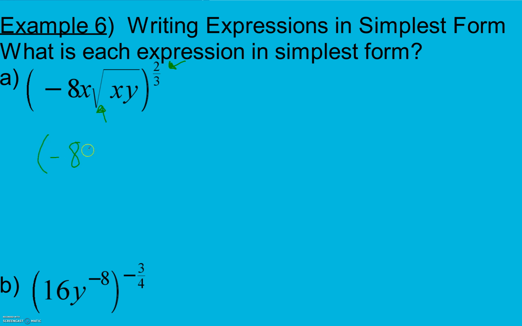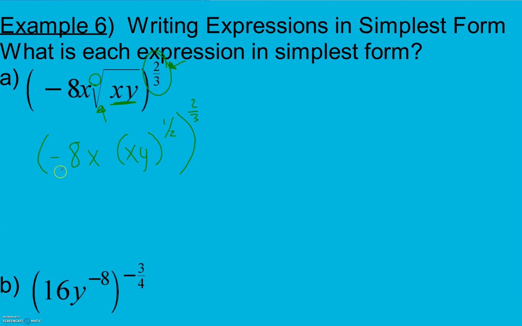So I'm going to have negative 8x. xy is my radicand, so that whole thing I'm going to put in parentheses. And my exponent on each of those is a 1. And my index is a 2. Now I need to raise the whole thing to the 2/3 power.